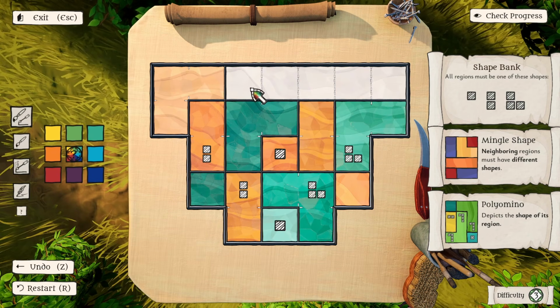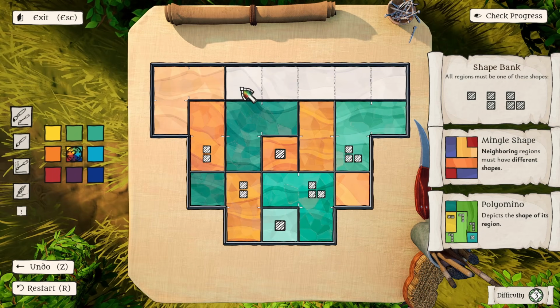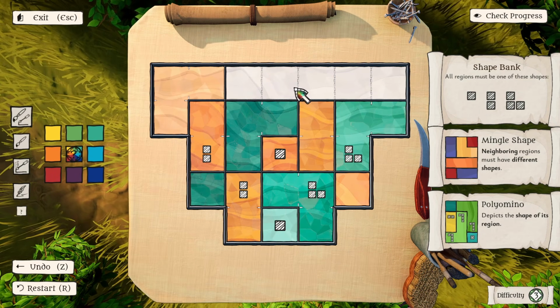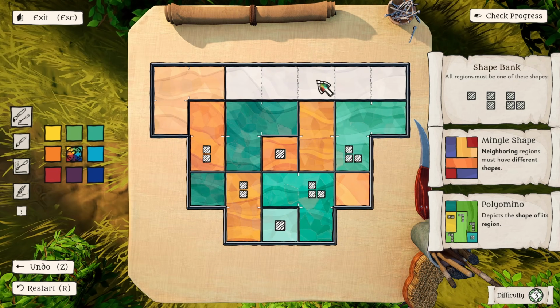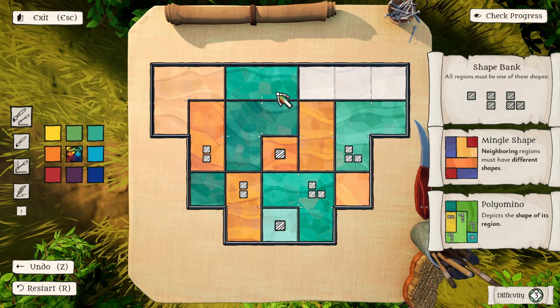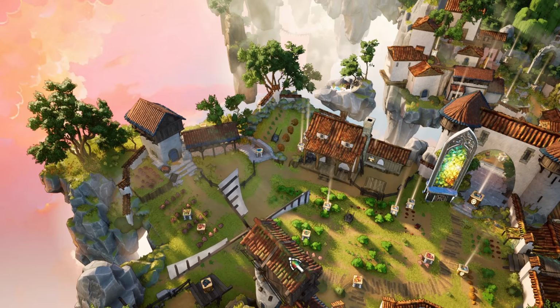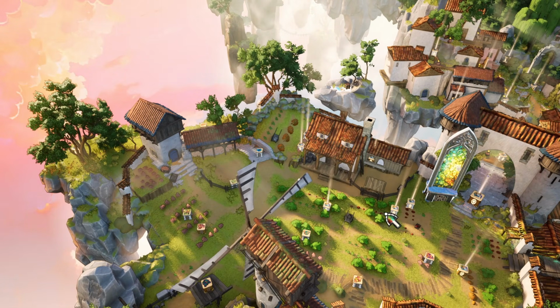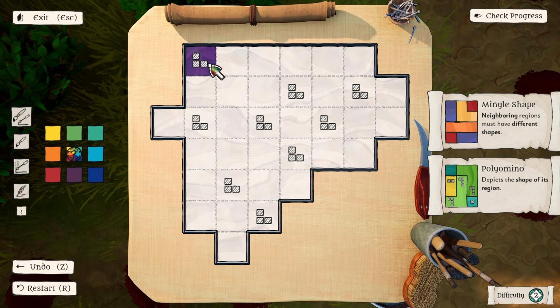If I were to put a 1 here, this 2 here would touch that 2. So this is a 2. This is a 1, and it's done. Let's come over here. Mingle shape and polyomino.